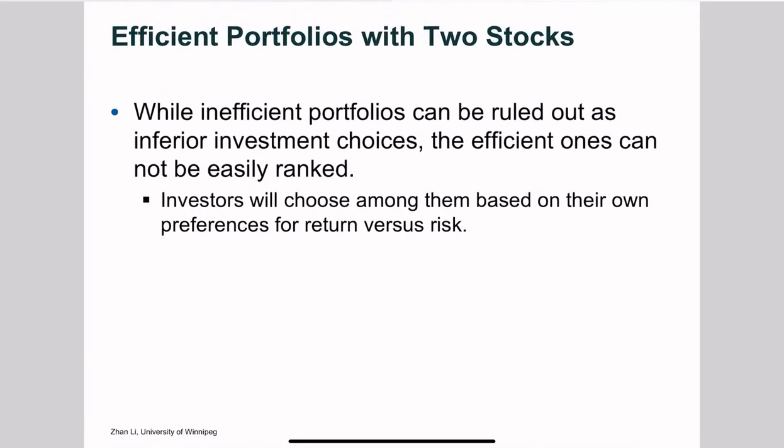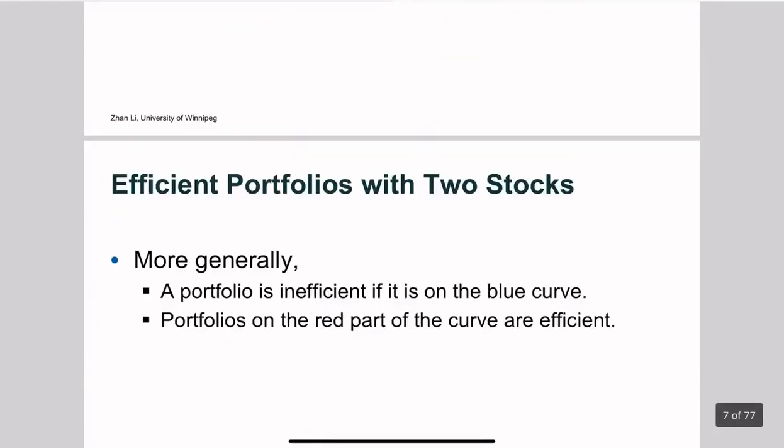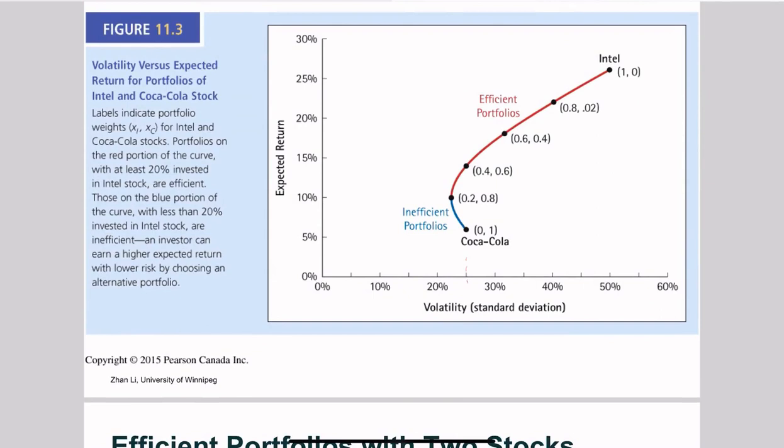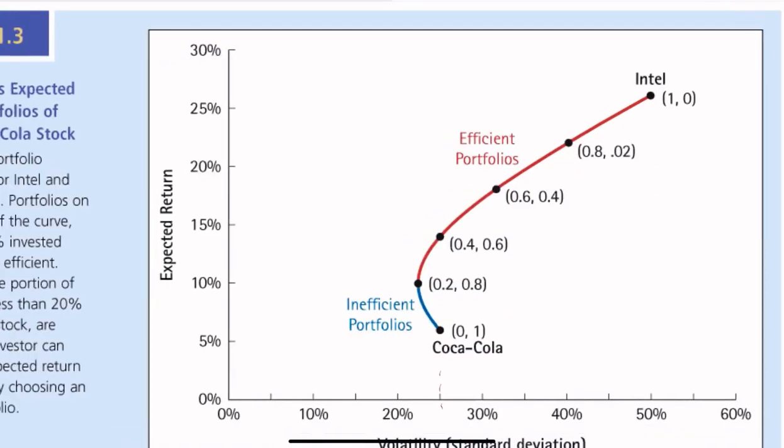Oh, I forgot to mention this important point. So let's go back to this picture here. So basically you can see that as an investor, you should never invest in inefficient portfolios. That is, you will not invest in these portfolios. However, now the question becomes, which portfolio should you choose on this red curve, right? Should you choose this one or should you choose this one? Well, the answer is, it depends. It depends on your risk preference.